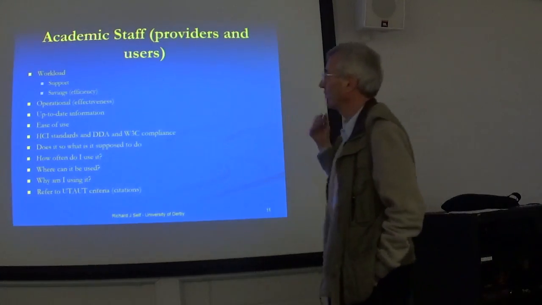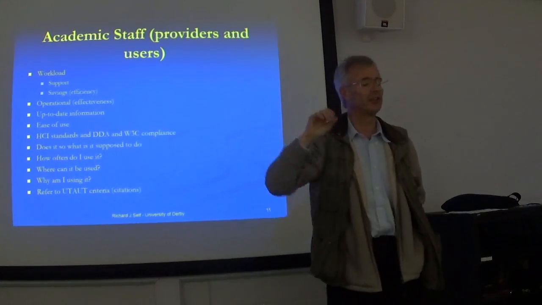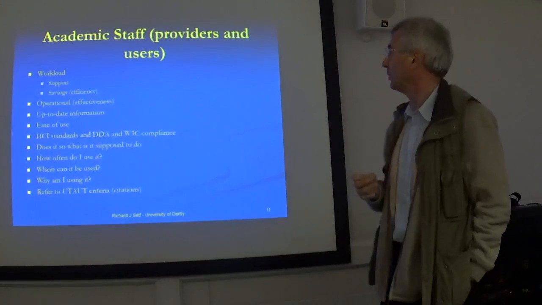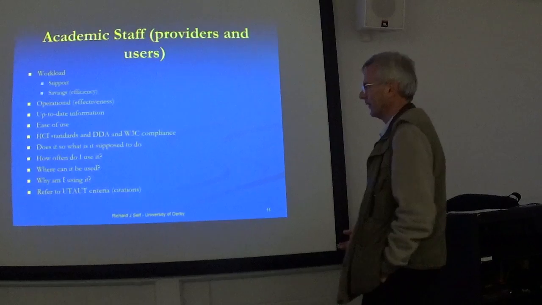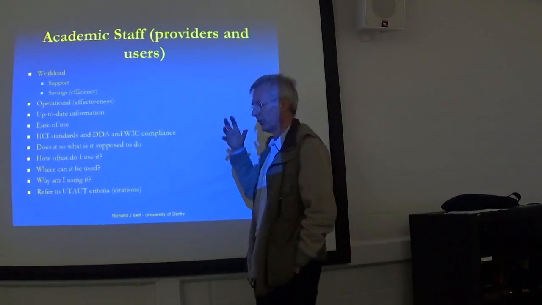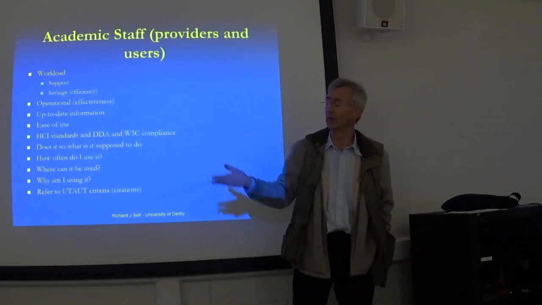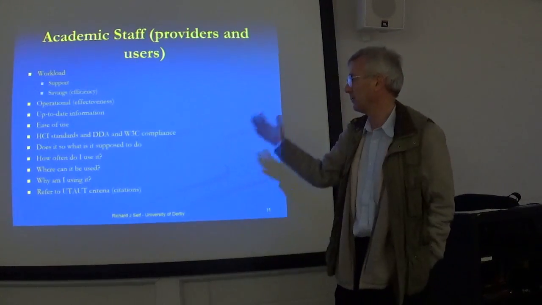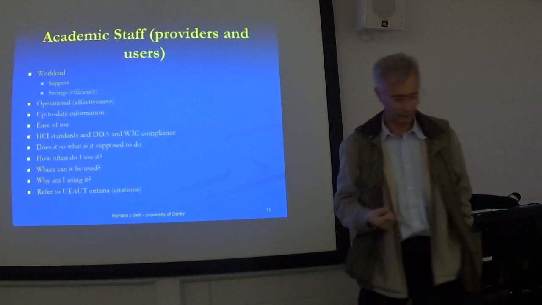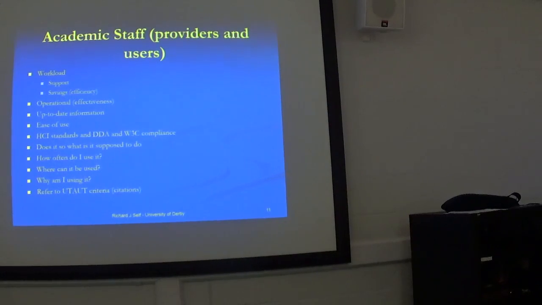These are other sorts of criteria relating to a different set of users who are maybe users but also providers of information. So we were looking at, in last year's scenario, that we had academics like me and so on who were both pouring data into some of the apps and maybe using them. And remember that bottom link back to the UTAUT criteria.